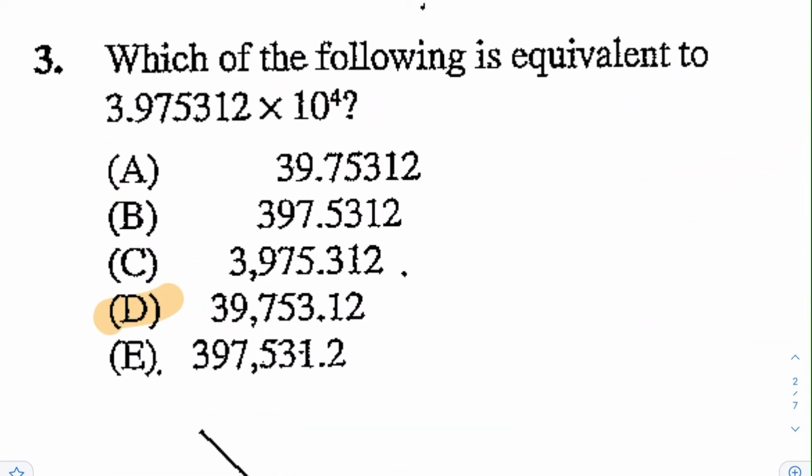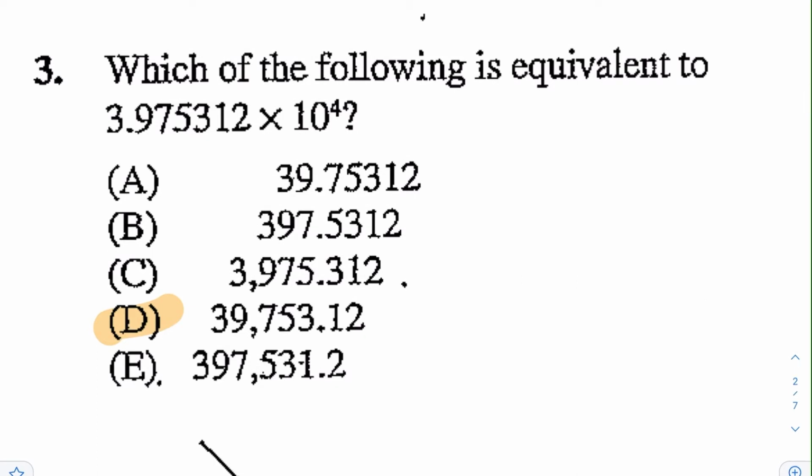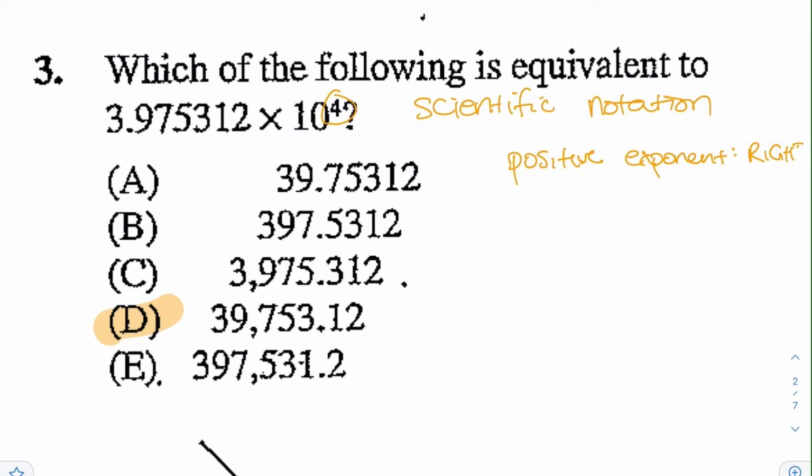Next one, number 3, which of the following is equivalent to 3.975312 times 10 to the 4th power? So this is in scientific notation, and for scientific notation, you have to know the powers of 10 to move the decimal point. So this exponent of 4 is positive. If it's a positive exponent, that means you move to the right. If it's a negative exponent, a negative power of 10, you would have to move to the left.